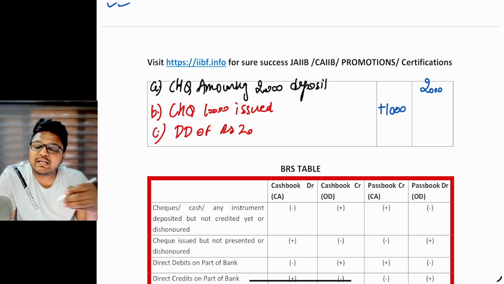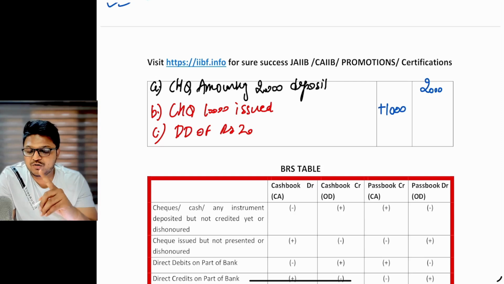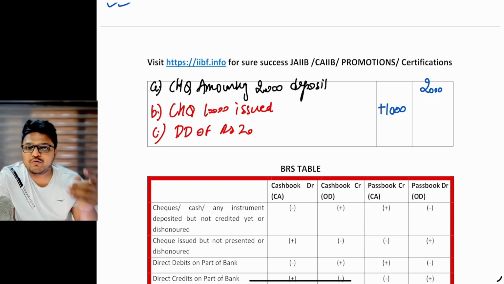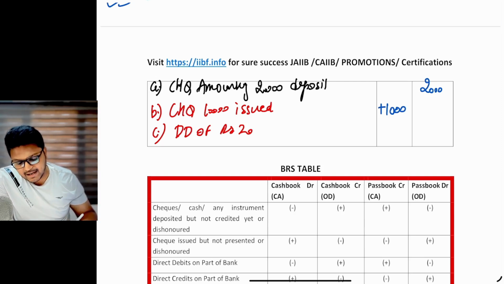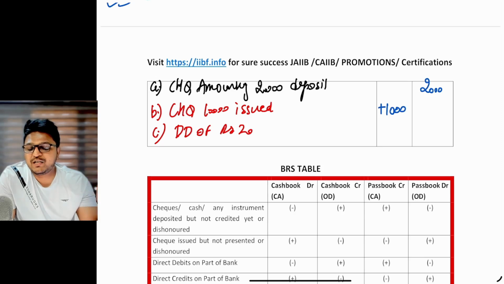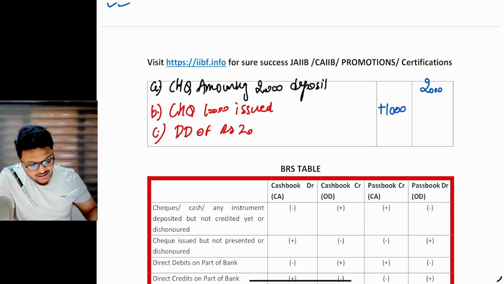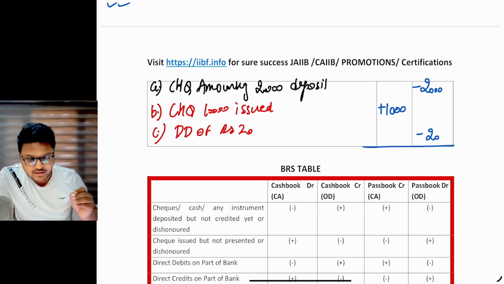Now direct debits of rupees 20 have been made. When the direct debit was made, it must have reflected in your passbook, but not in the cash book. So you may not have deducted it from the cash book, so we are to deduct those charges. It will be minus 20. So this is how the changes do reflect.